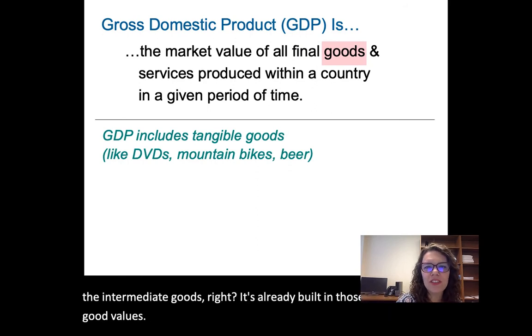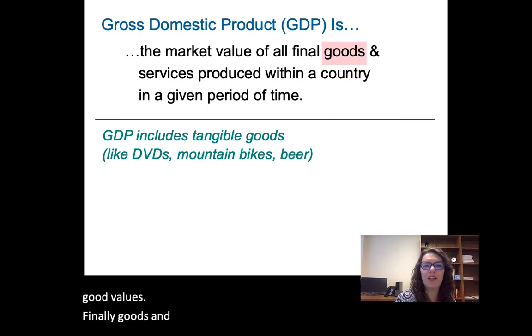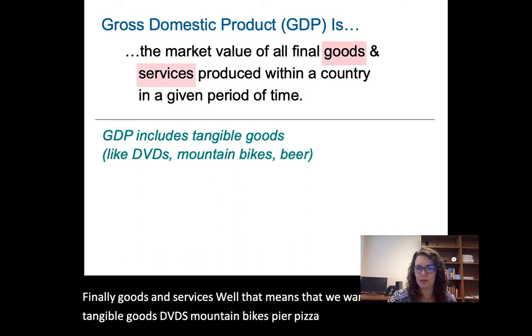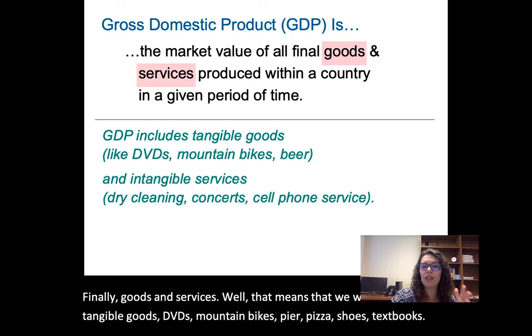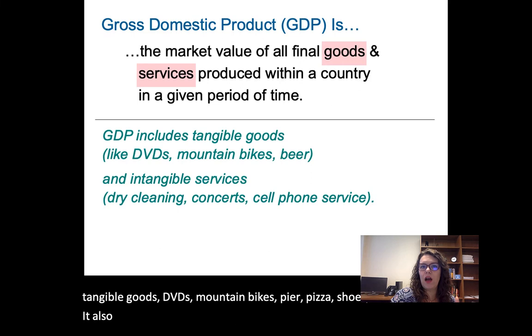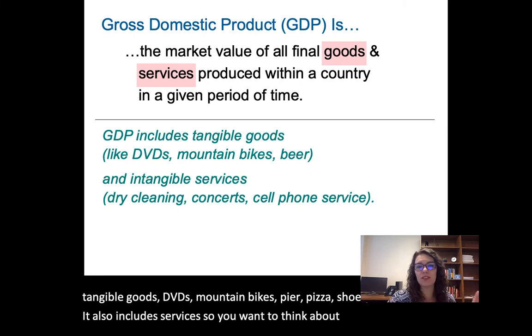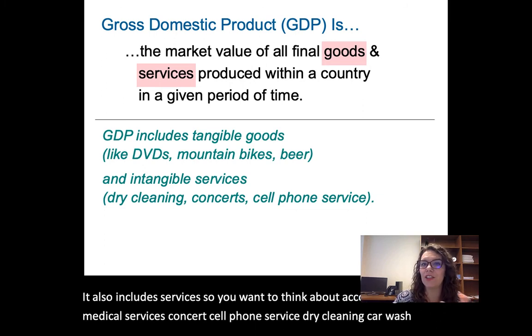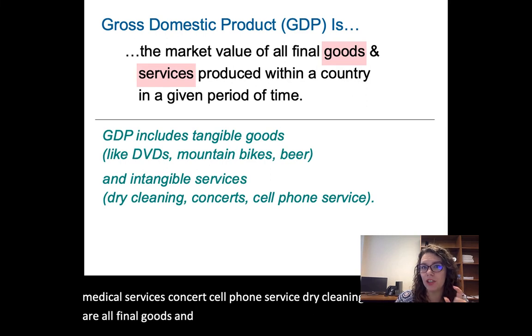Finally, goods and services, well, that means that we want to include tangible goods, DVDs, mountain bikes, beer, pizza, shoes, textbooks. It also includes services. So you want to think about accounting services, medical services, concerts, cell phone service, dry cleaning, car wash. Those are all final goods and services that we want to make sure GDP is counting.